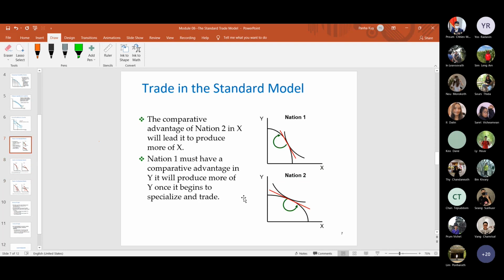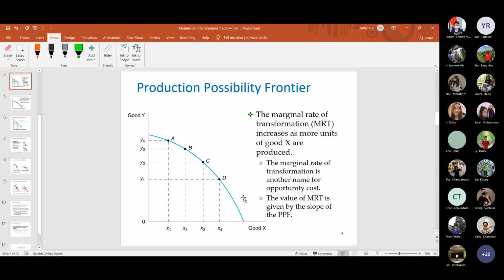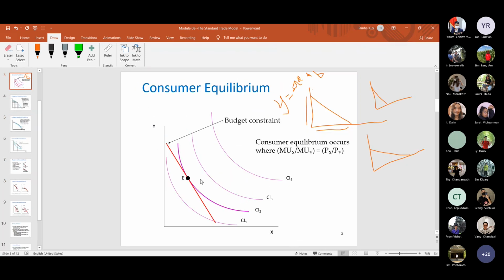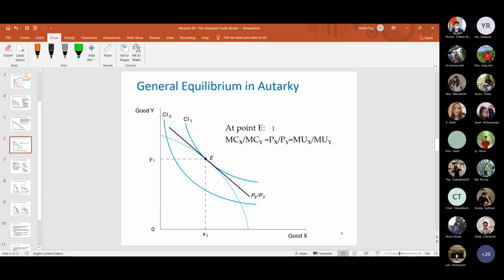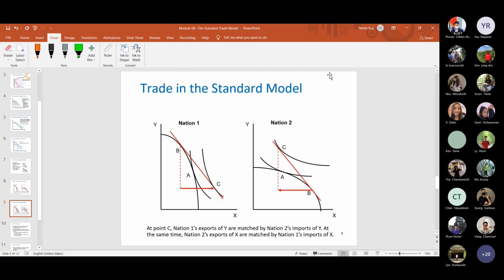Here, you need to look at this also. That is the consumer equilibrium. They will consume where these cross together. These are consumer indifference curves 1, 2, 3, 4, and then they meet here. This is the equilibrium. They come to here.